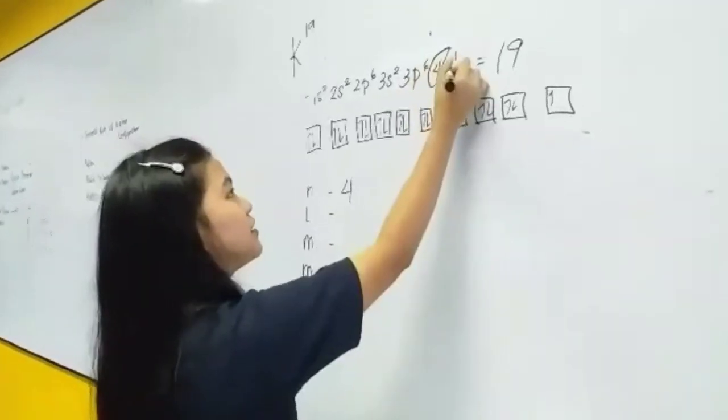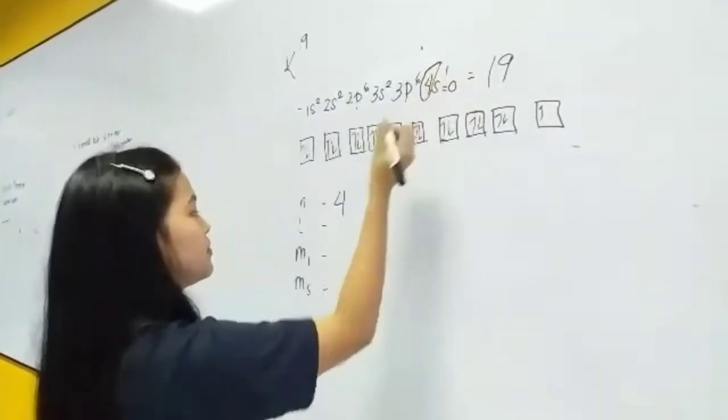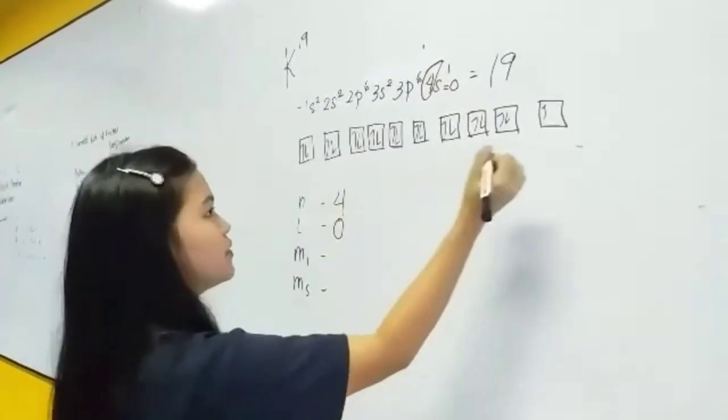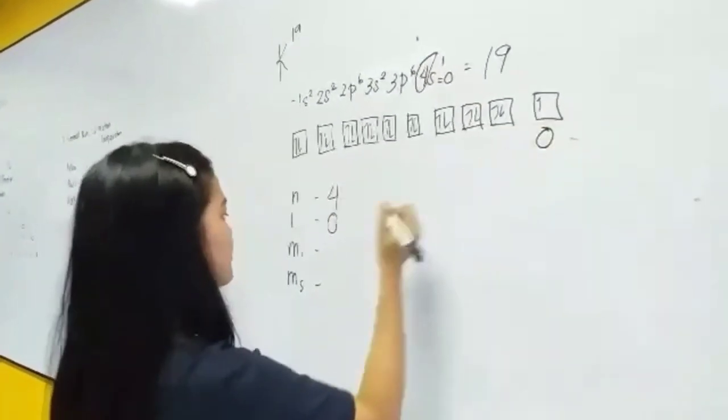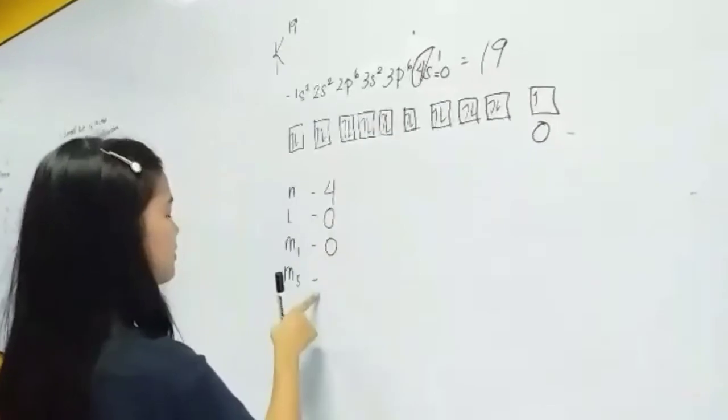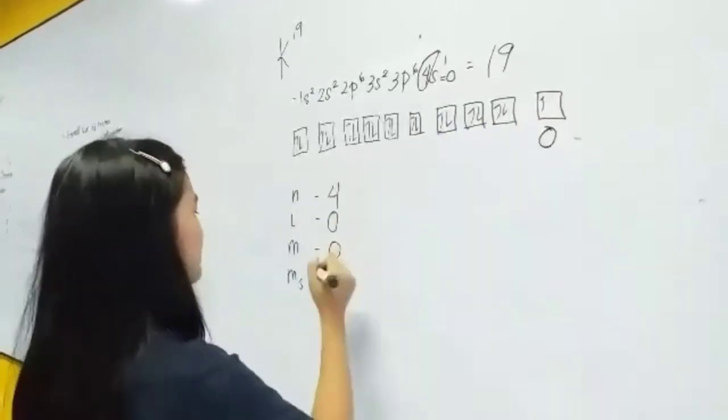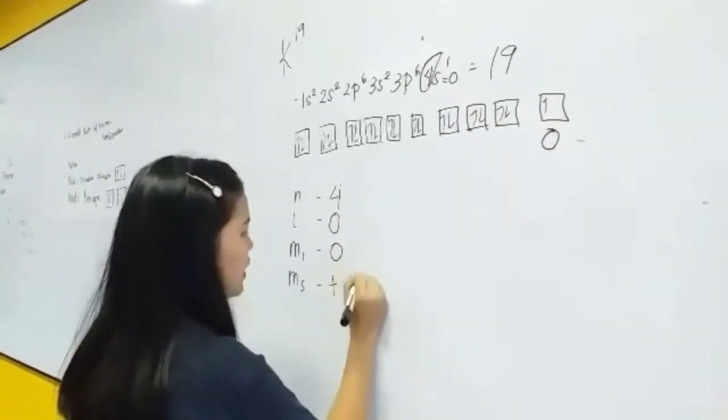n is 4 because it is the main energy level. l is equal to 0 since s is equal to 0, as well as m sub l. While m sub s is positive 1/2 because the last box contains arrows with upward direction.